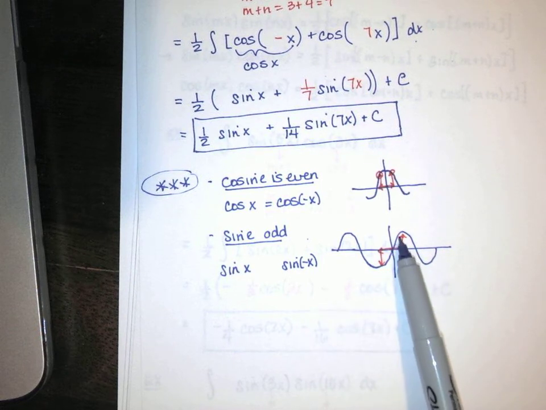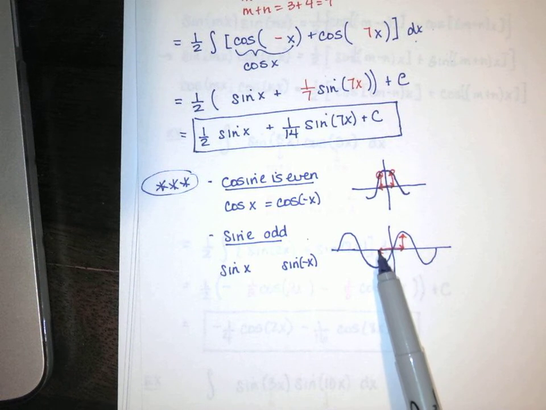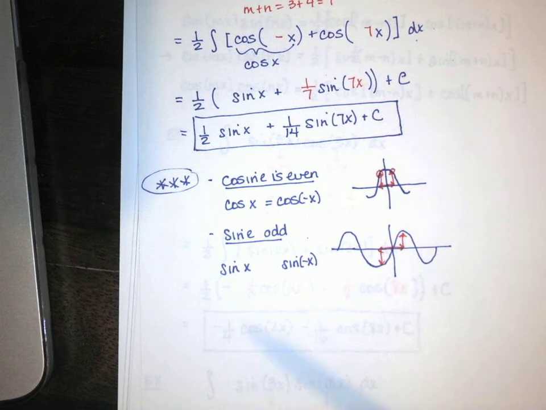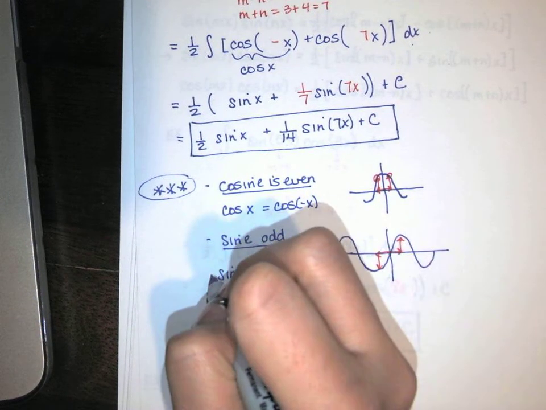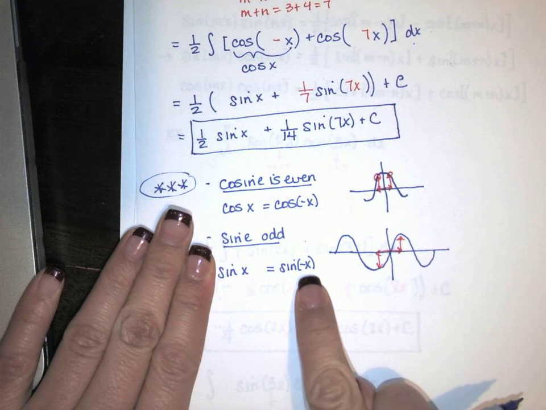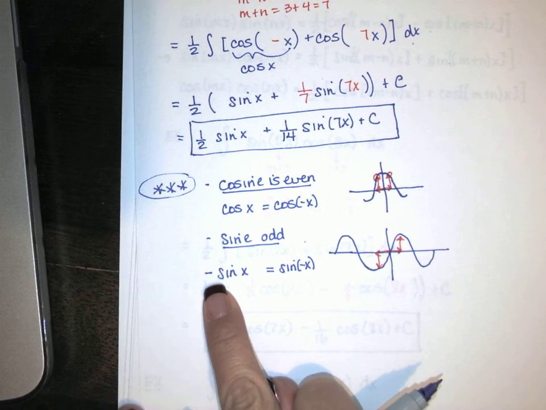So if I went over here to pi over 4, I would get square root of 2 over 2. If I go to negative pi over 4, sine of negative pi over 4 is negative square root of 2 over 2. So these are the y values on my graph. They're opposites of each other. So this number is the opposite of that one. So I just take that one and multiply by -1 to make it an opposite.